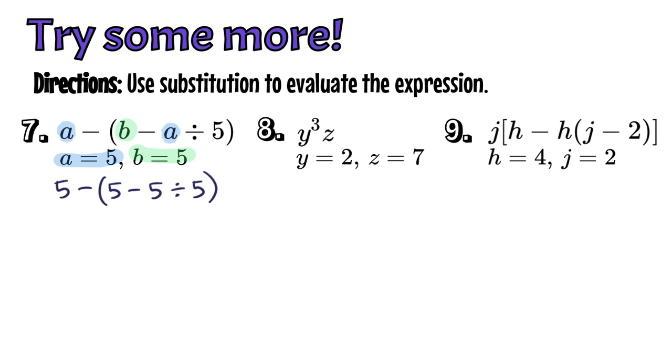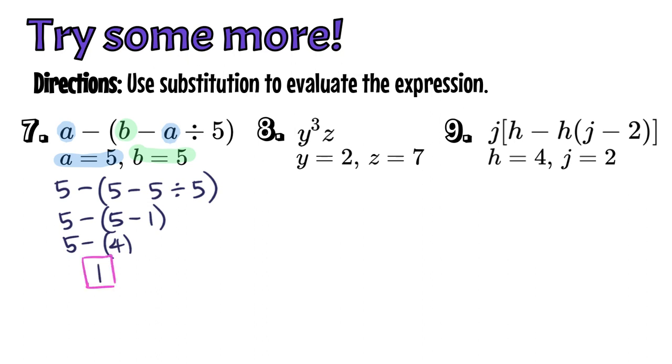So to simplify, remember order of operations, I need to simplify these parentheses, this grouping symbol first, and within that we apply order of operations as well. So division comes before subtraction. So I'm going to rewrite everything else, and then when I get to the subtraction, 5 divided by 5 is 1. Next, grouping symbols, right? 5 minus 1, so 5 minus 1 is 4. 5 minus 4 is 1.